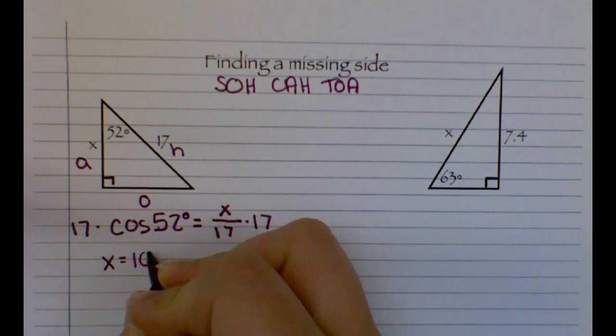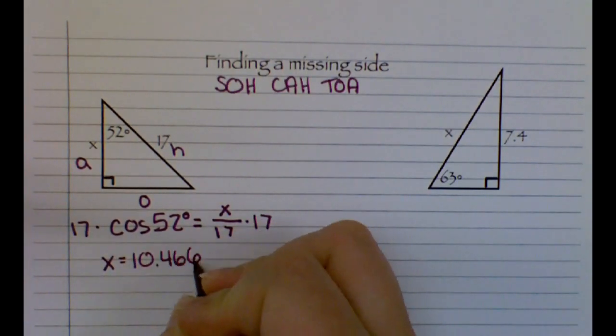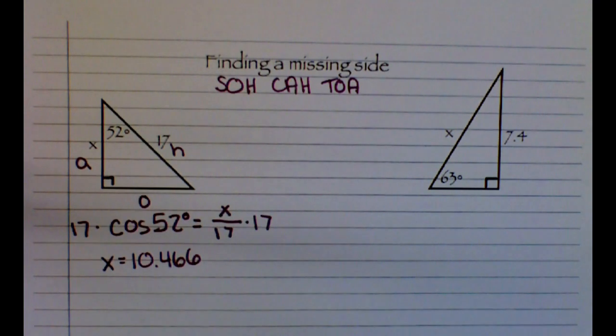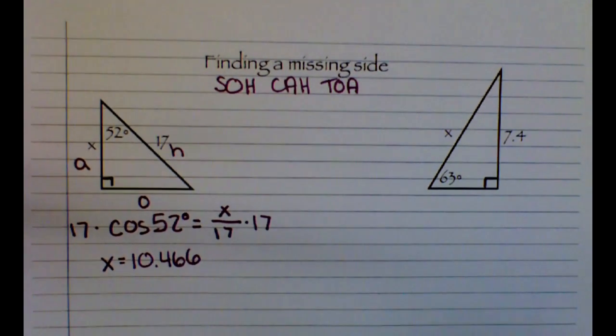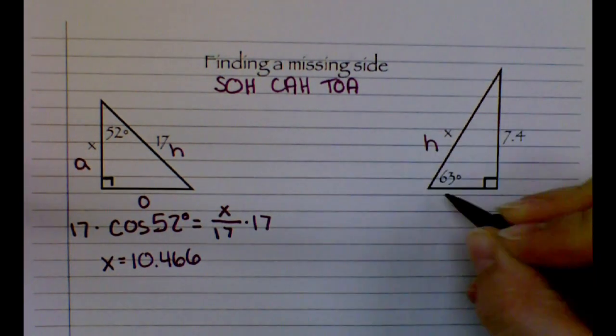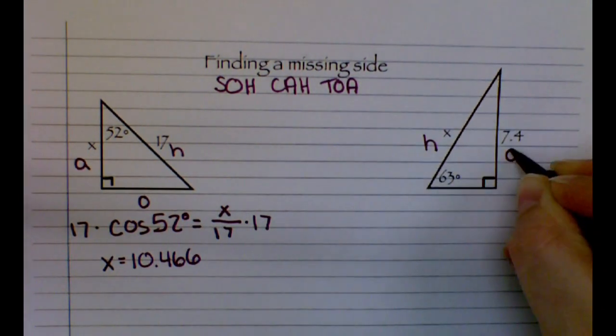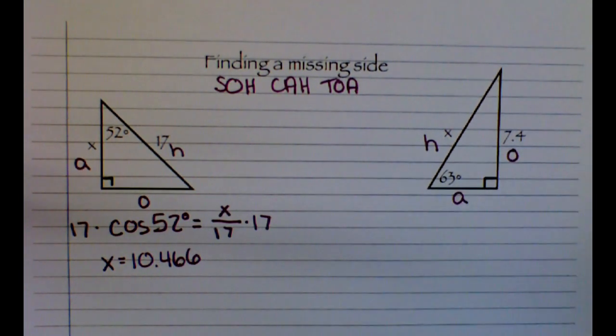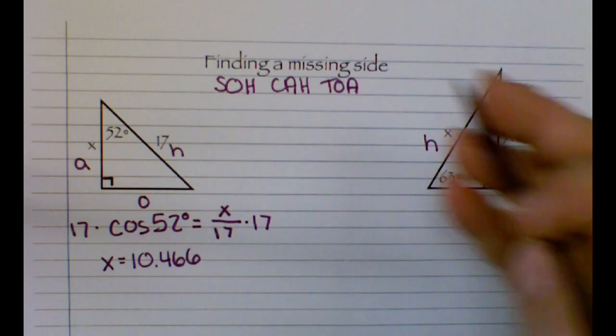X equals 10.466. If there was a label, we would label it, but there's not on this one. For the second one, we do the same thing. Across from the right angle is my hypotenuse. Across from my labeled angle is my opposite. Third side is my adjacent. I now have labels next to O and H, which means I am using sine.